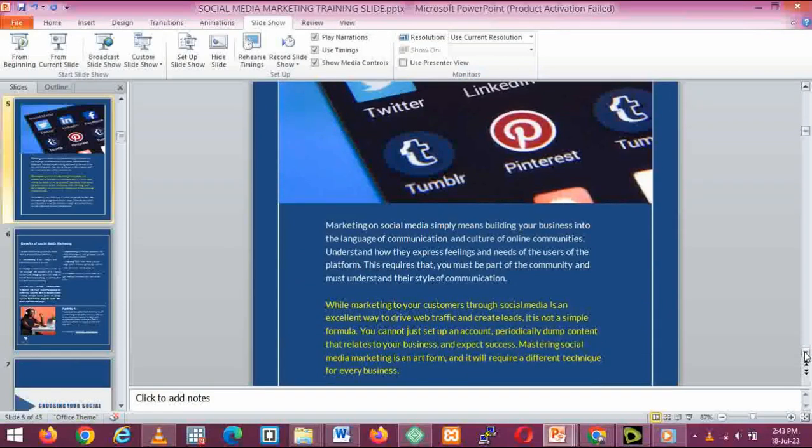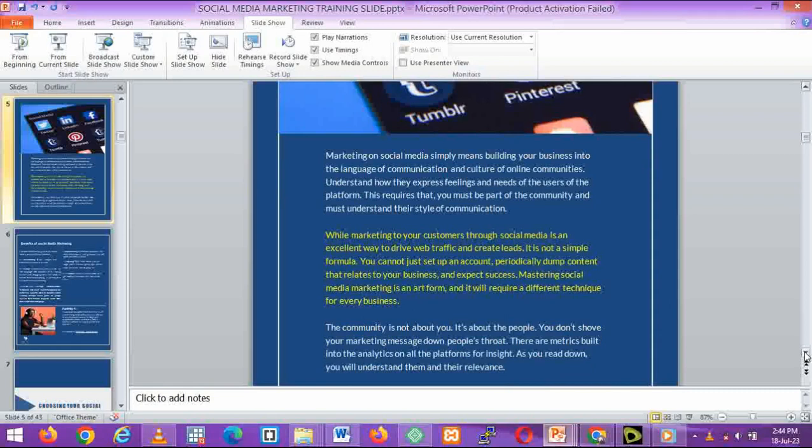So marketing to your customers through social media is an important and excellent way to drive web traffic and generate leads. It's not a simple formula. That's the truth about it. I've seen a lot of people start on excitement. Maybe they attended a seminar, attended a webinar, took a course online, and they are just excited. They just get started. Give them time. You are just going to discover that you started the right thing on a wrong note.